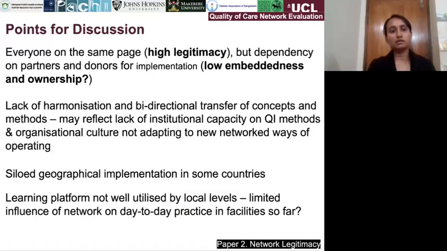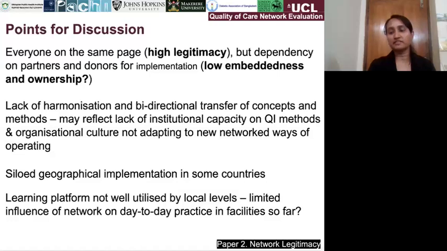If we summarize, we found everyone was on the same page. That means high legitimacy, but there was a high dependency on partners and donors for implementation, which means low embeddedness and ownership. There was sometimes a lack of harmonization and bidirectional transfer of concepts and methods, and these may reflect a lack of institutional capacity on QA methods or organizational cultures not adapting to new networked ways of operating.